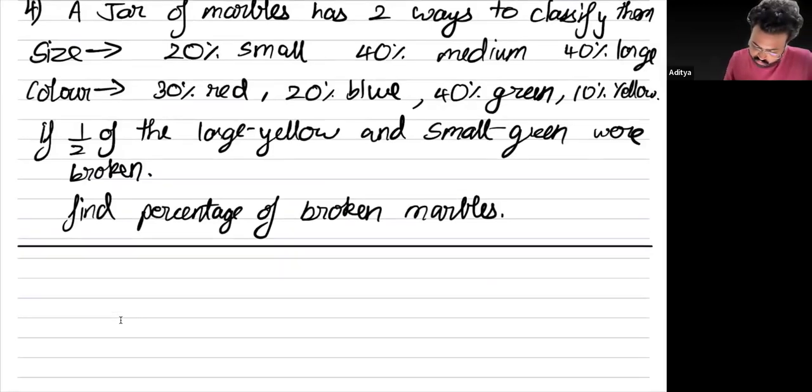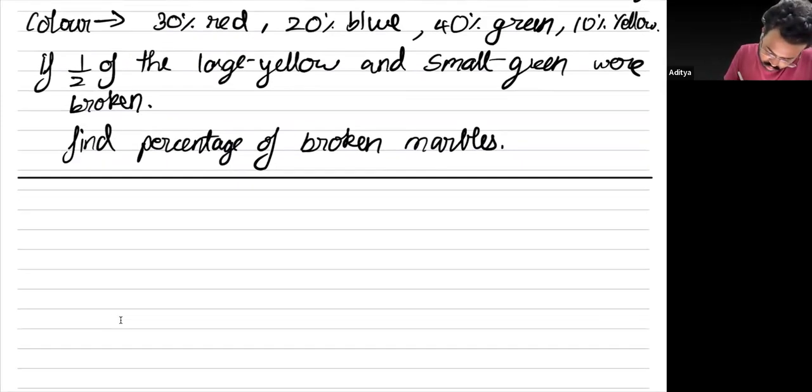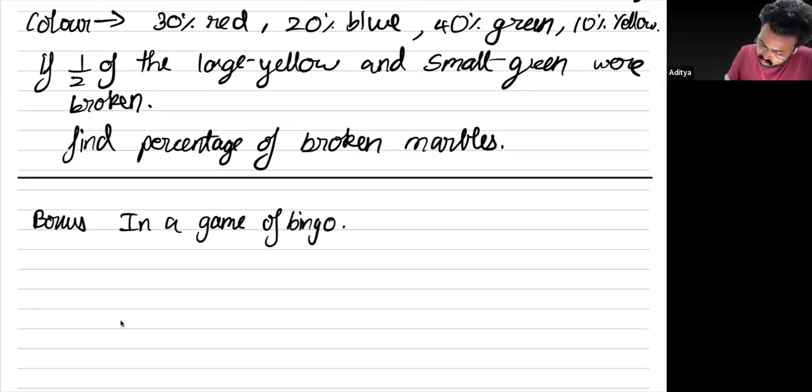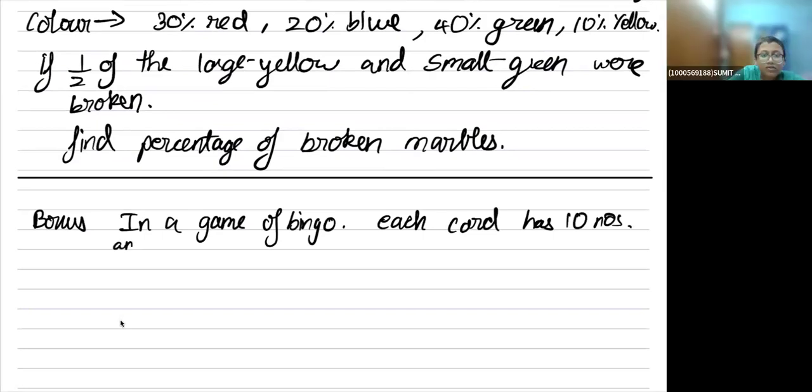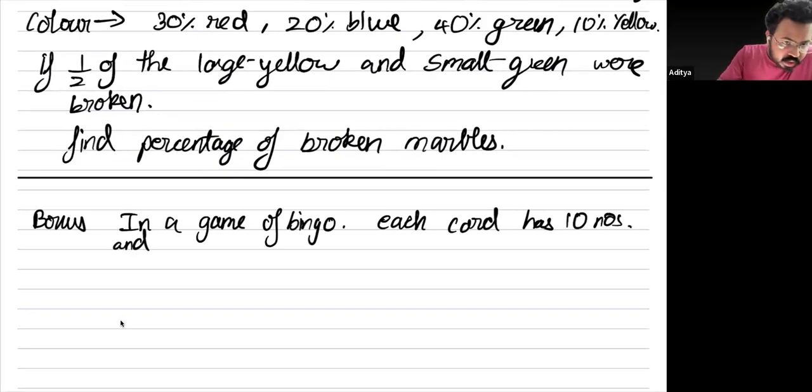Okay, if you're done with this question, I will go ahead with the bingo question. Sumit, correct. Raina correct. We'll discuss the answer in some time. Harshit, try again. In a game of bingo, each card has 10 numbers.